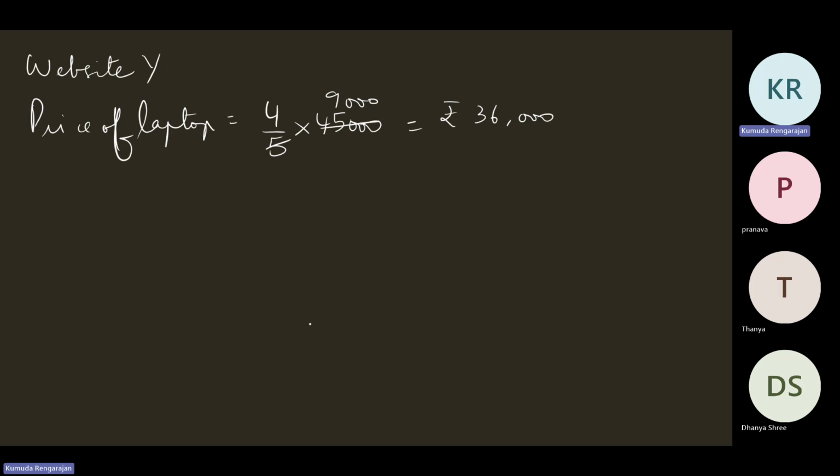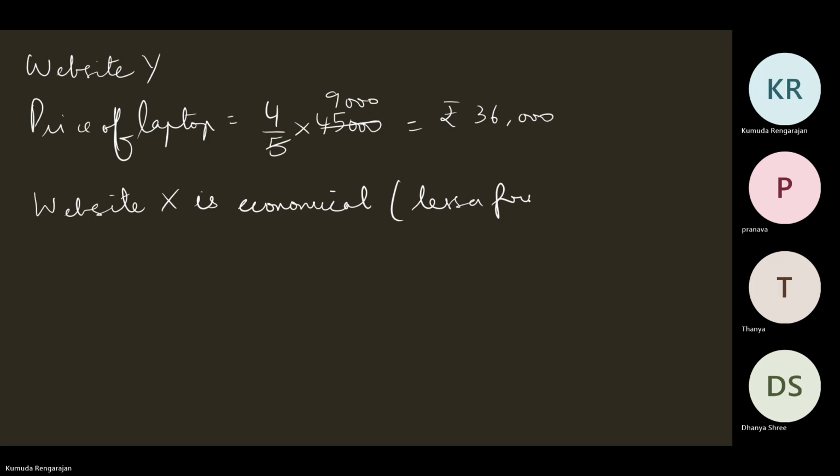So which one is more economical? Website X. Economical meaning lesser price, which is giving for lesser price. Which is more economical? That is, which is giving for lesser price. Website X.